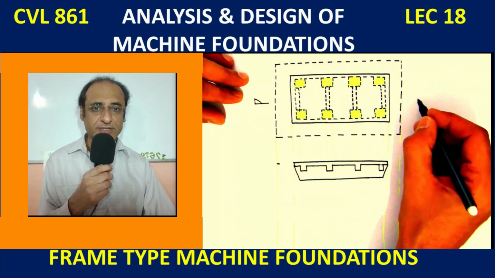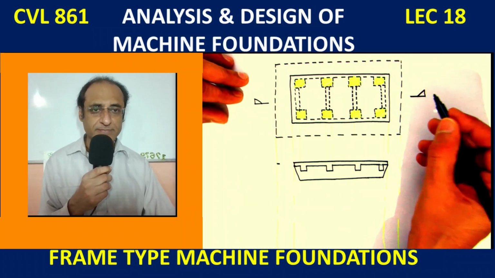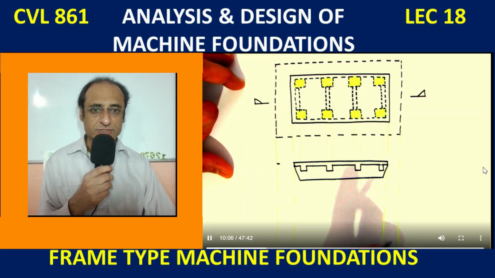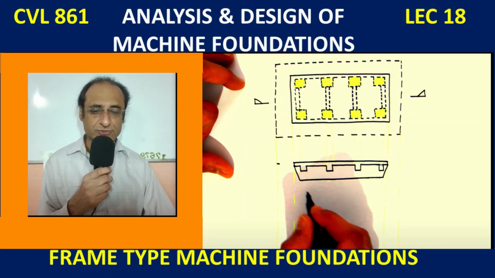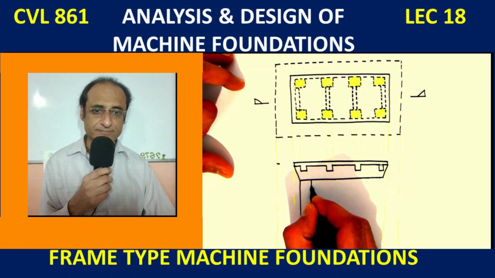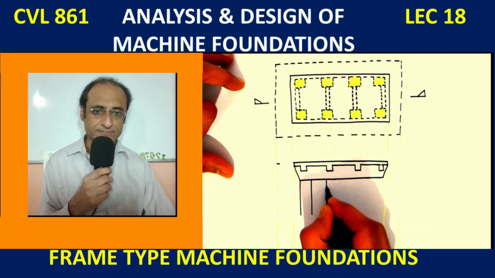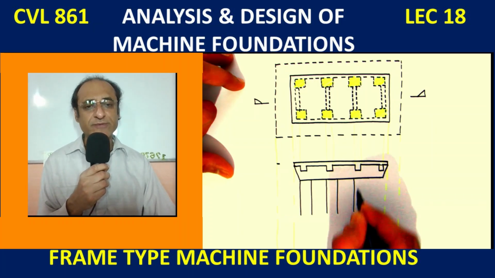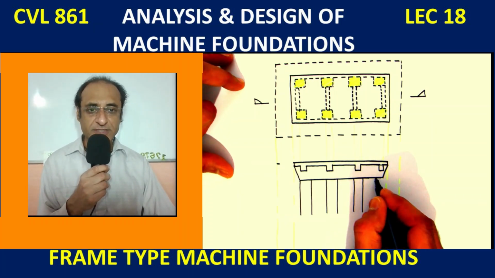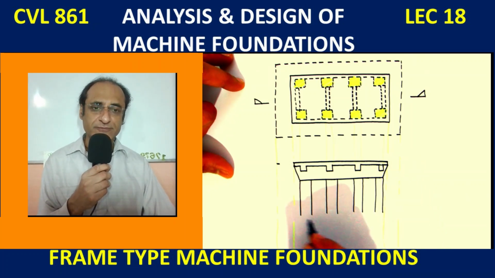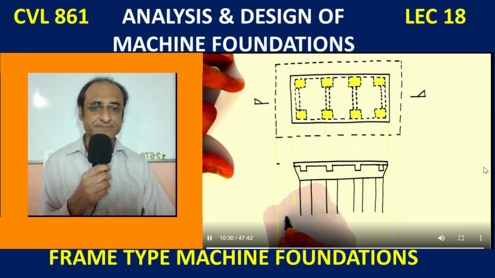So basically we are drawing the section from this plane. So that's why we have the longitudinal beam and the cross beams visible as shown. So now we are drawing the columns. And the purpose of drawing this is that we will also make you familiar with the terminology. So there are specific terminologies associated with the various parts in the case of the frame type machine foundations.